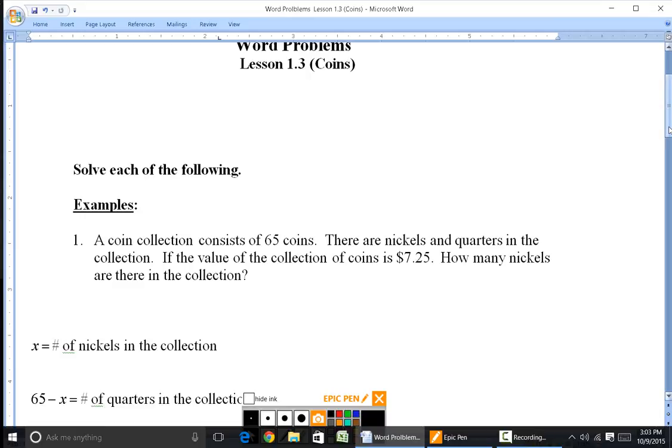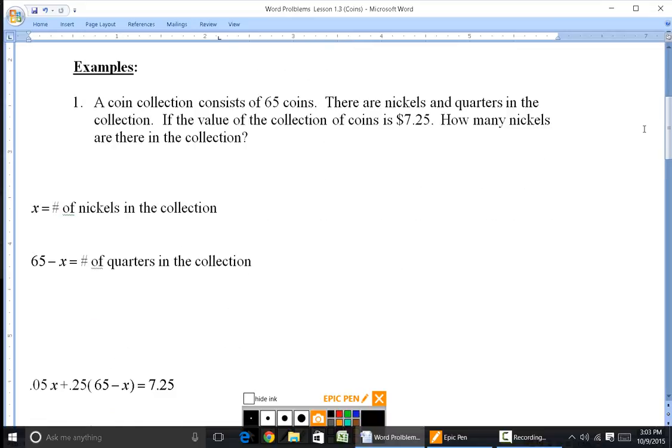If I know the number of nickels, I multiply that by 0.05, and that'll give me the value of the nickels. If I know the number of quarters, 65 minus x, I multiply that by the value of each quarter, which is 0.25. So the sum of those should give me the value of the total collection, which is 7.25. So here's the way we set it up then.